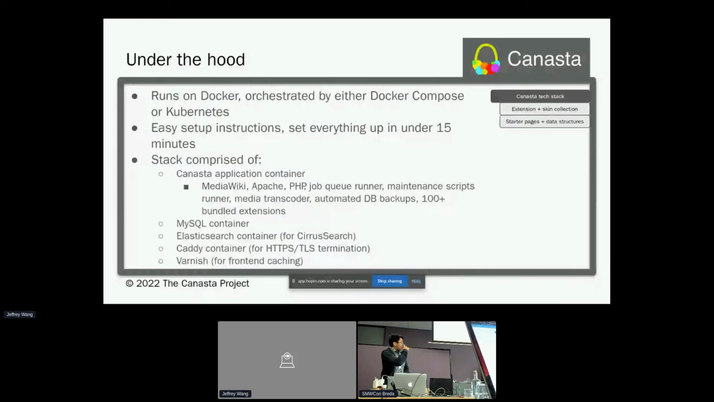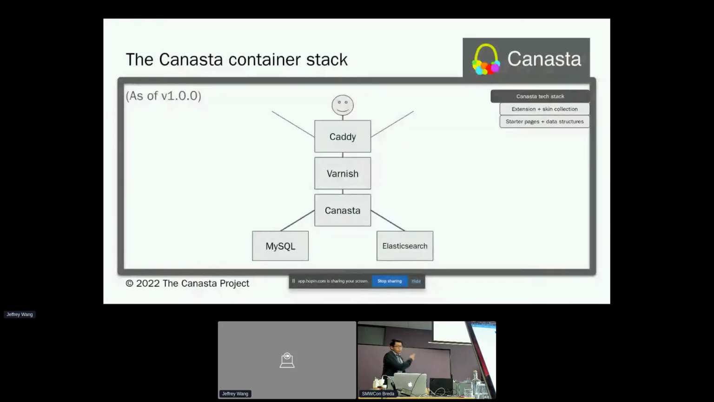So okay, there we go. The Canasta container stack is currently comprised of 5 containers. The Canasta container in the center is what contains MediaWiki, PHP, and Apache, as well as maintenance scripts and the like. So it's basically the main core of everything. A separate MySQL container provides the database of the wiki. The Elasticsearch container powers Cirrus Search.